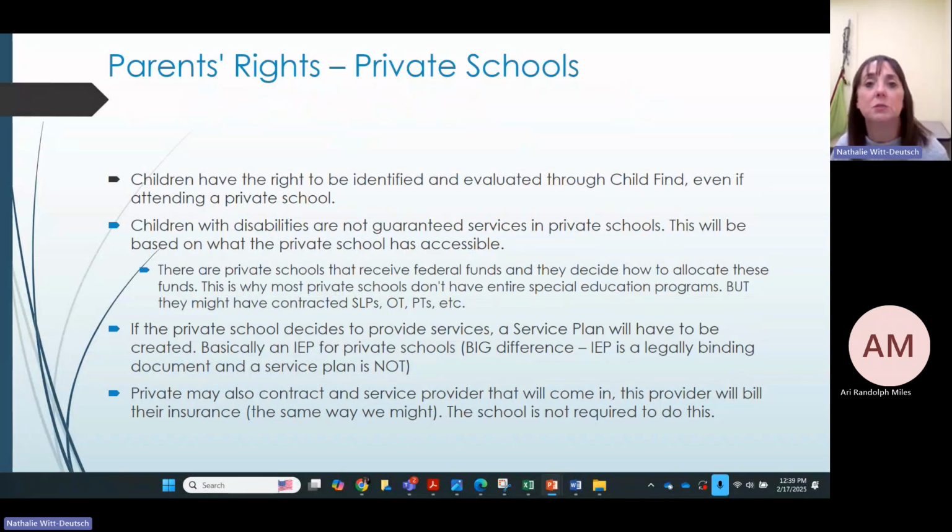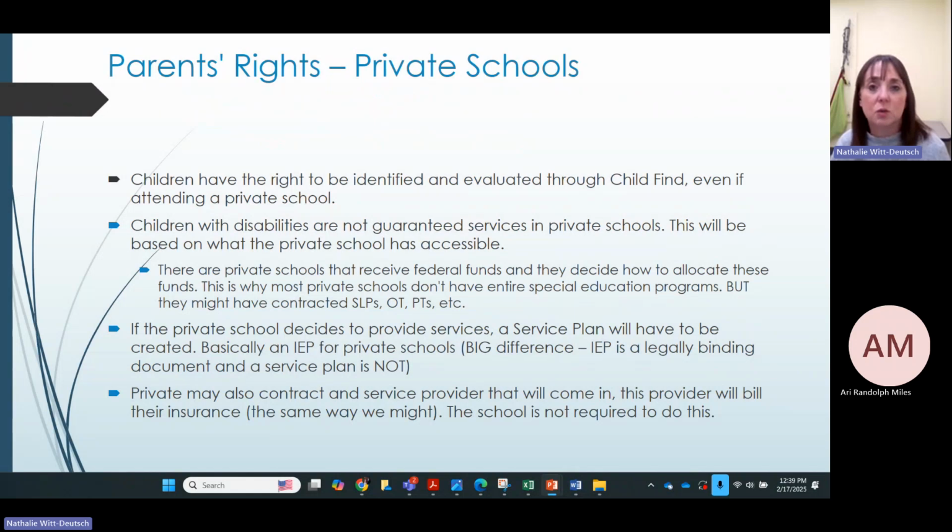children with disabilities are not guaranteed access to services in private schools. This will be based on what the private school has accessible. So there are some private schools that do receive federal funds to provide IEP services, whether that's speech, OT, PT, social work services, or even special education teachers. And they can decide how to allocate these funds.